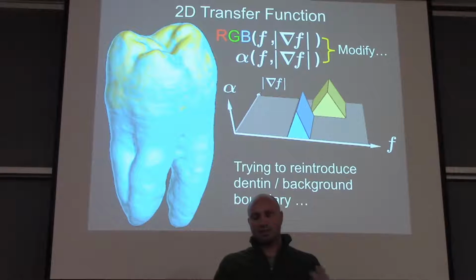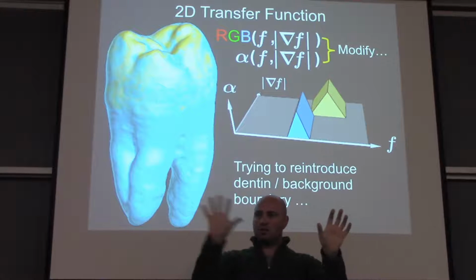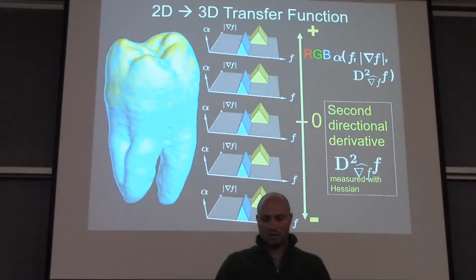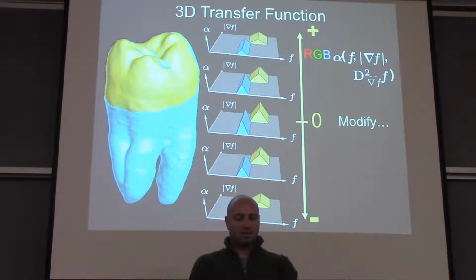And the idea is that you don't want to just classify the gradient. That's not enough in itself. You really want to classify both the gradient and the original scalar field value. And by doing so, you will have a way of being able to identify these two materials. So that's exactly what we're doing here.